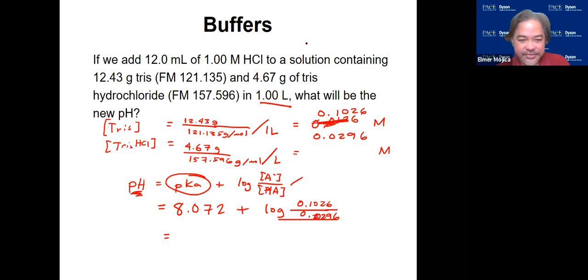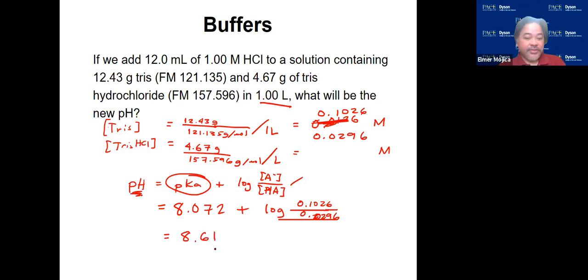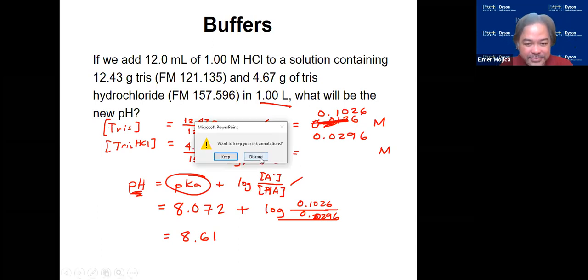Someone answered. So 8.612. Okay. Very good. So that is your initial buffer pH. So what we're going to do now, I just have to discard this thing so that I can clean it up. Okay, and then I'll share it again.